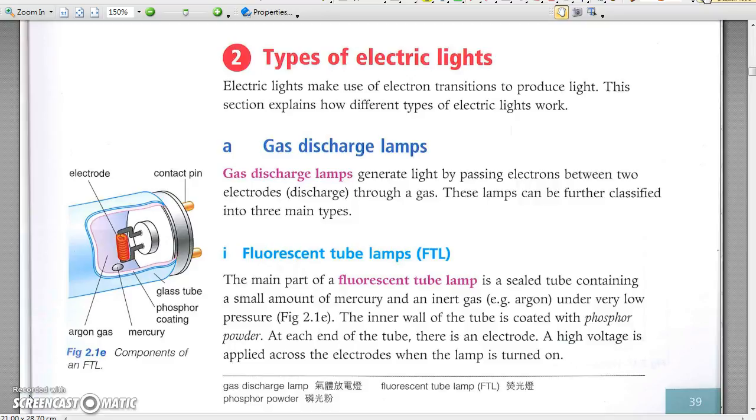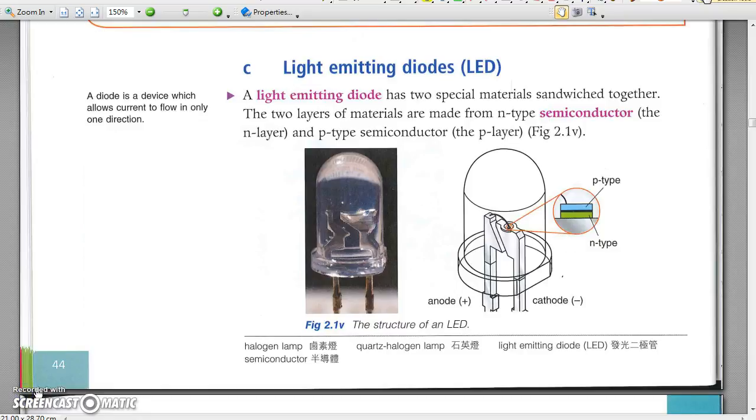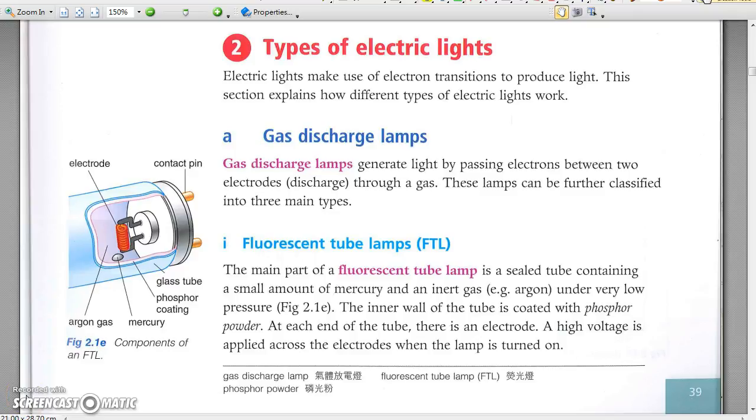2. Types of electric lights. In the next few pages, we will explain the working principles of 3 types of light-emitting devices. They are gas discharge lamps, incandescent lamps, and light-emitting diodes. A. Gas discharge lamps. In a gas discharge lamp, electrons discharge through the gas between the electrodes. They need a few minutes to warm up to full brightness.